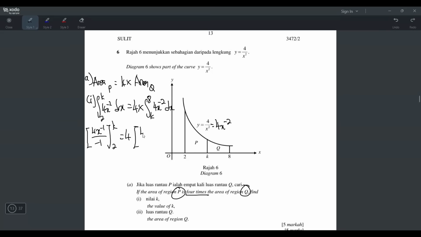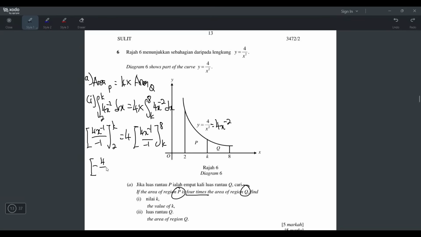Same thing here, integrate, you will get the same 4x power negative 1 or negative 1, but this time the number here is 8k. Okay, now we will sub k inside, right? But I recommend don't sub first because this one, the power is negative, and also we can simplify. So 4 divided by negative 1 is negative 4. So I write negative 4.